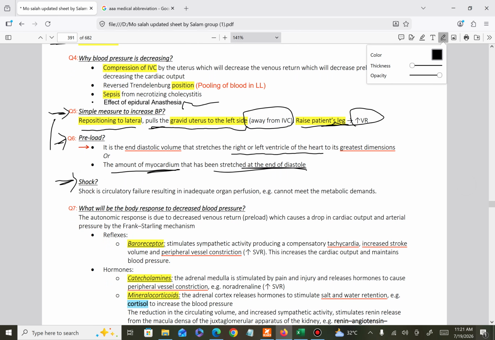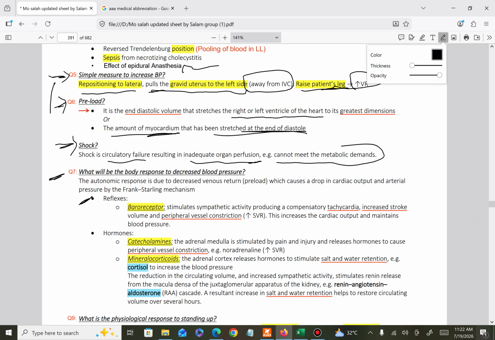Then what is shock? Shock is circulatory failure resulting in inadequate organ perfusion, which cannot meet the metabolic demands. Okay. So the next question is, what will be the body response to decreasing blood pressure? The body response can be of two types. There will be some neurogenic reflexes and there can be hormonal response.